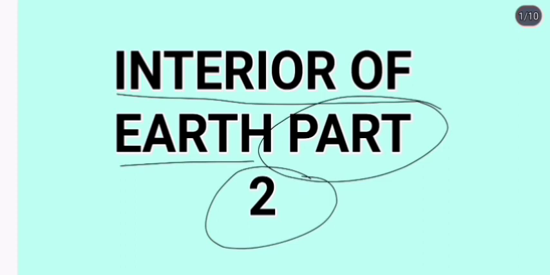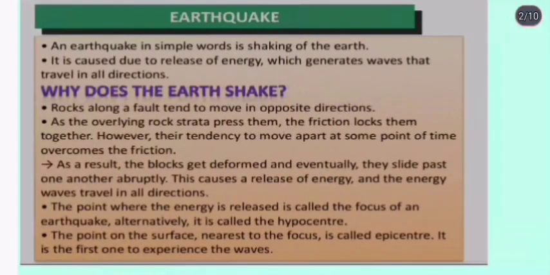So in this video we will discuss earthquakes, how they are formed, and the different types of waves that are released during an earthquake. So what is an earthquake? Earthquake in simple words is the shaking of the earth. When the earth shakes, it is known as an earthquake. It is caused due to the release of energy, which generates waves that travel in all directions.